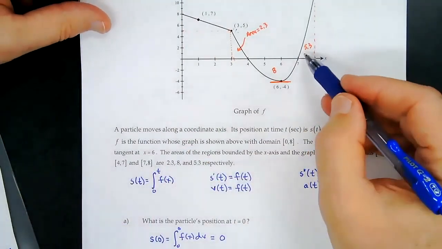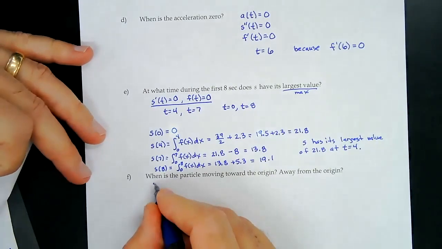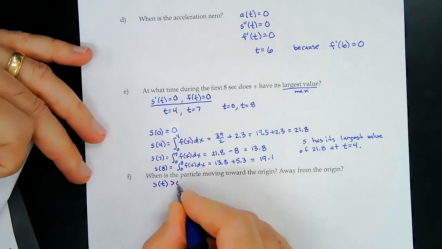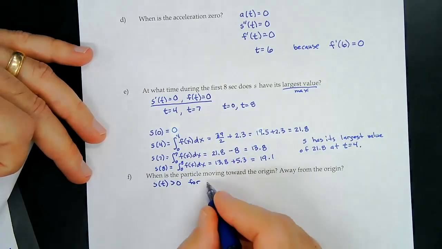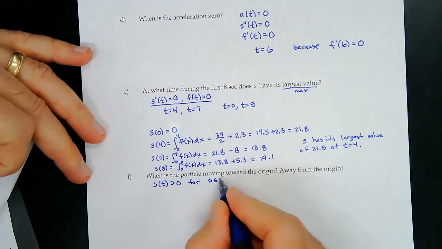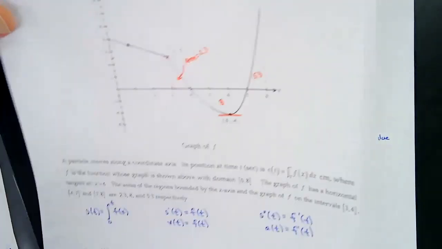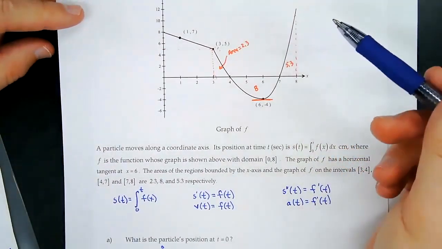So really, by looking at this, S of t is always going to be positive, okay? And that is going to make this easier. S of t is greater than 0 for 0 less than or equal to t less than or equal to 8. So we know the entire time our position is positive. We're on the right-hand side.